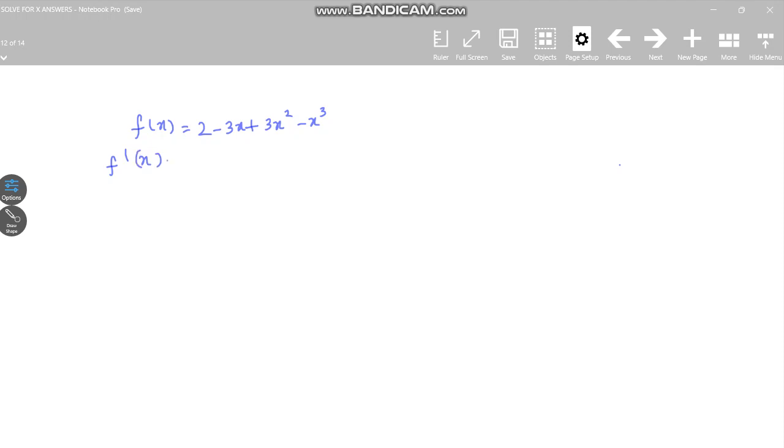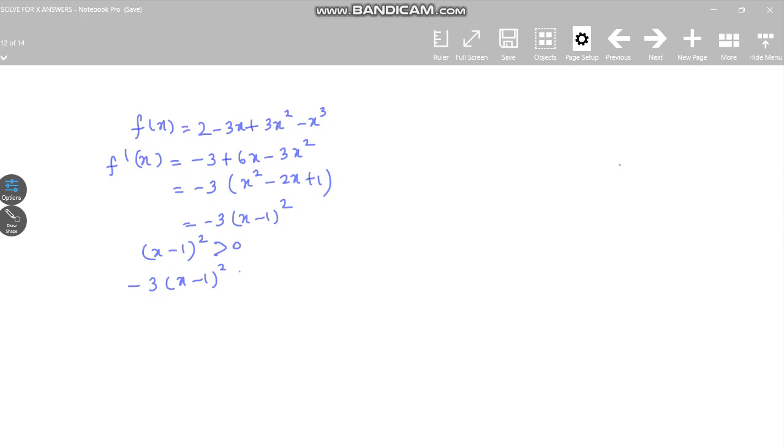F dash of x is equal to minus 3 plus 6x minus 3x square. So if I pull out negative 3, what I will get is x square minus 2x plus 1, which is minus 3 times x minus 1 the whole square. We already know that x minus 1 the whole square will always be positive, being a perfect square, and therefore minus 3 times x minus 1 the whole square will always be negative. Therefore the function f of x is always decreasing.